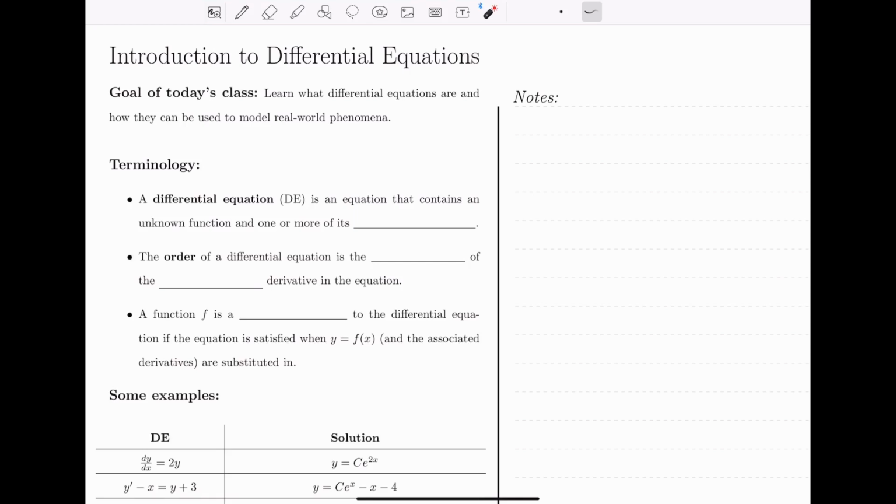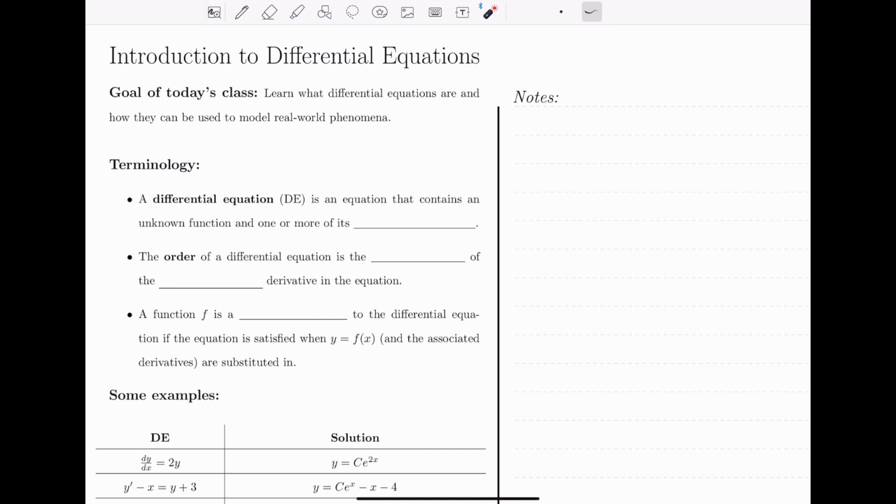Hello and welcome back to Calculus 2. We are starting the topic of differential equations, and we'll spend a little bit of time learning about what differential equations are. We'll see one method for solving differential equations of certain types, and we'll see several very cool applications.